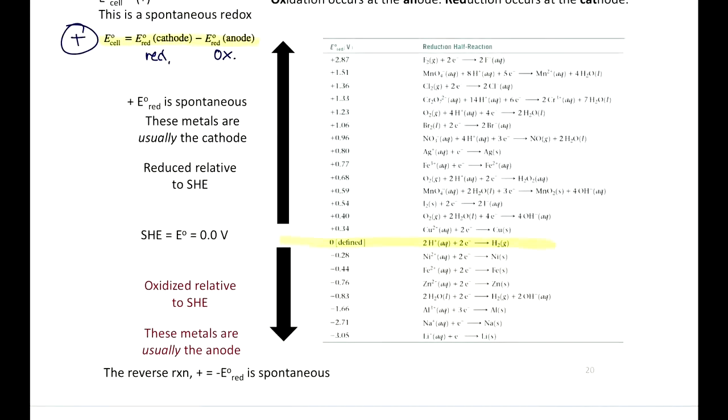Because what happens when you subtract a negative number? You get a more positive number. So these substances are more likely to be your anode. These substances are more readily oxidized. So if we take a positive half reaction as our cathode, and then subtract a negative number as our anode, we'll get an even bigger positive number. Those are good voltaic cells with really high cell potentials.